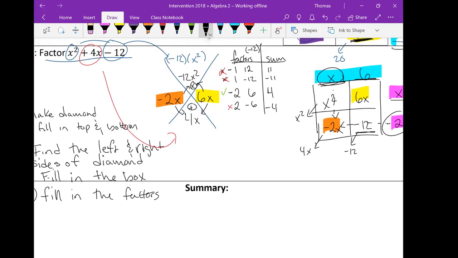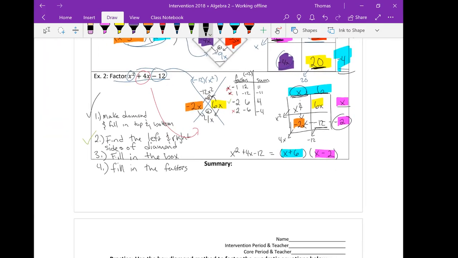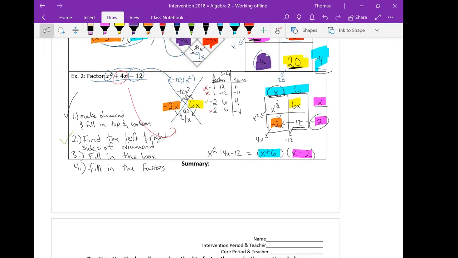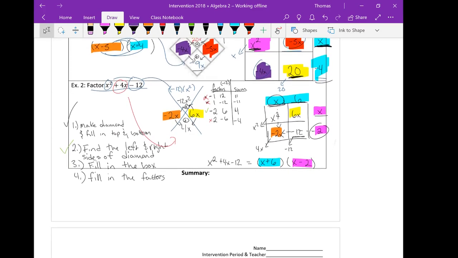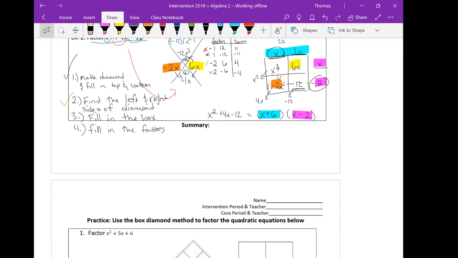So our polynomial, our quadratic, factors into two terms. One that's x plus 6 and one that's x minus 2. And those are from top and side of our box. So to summarize, this method really helps us step through how to do these factoring problems, and it will help us as the problems become more difficult to factor.